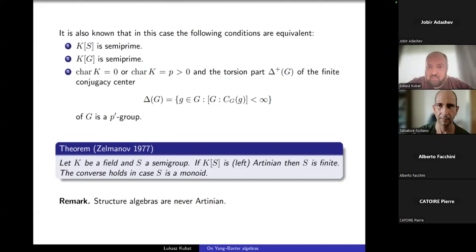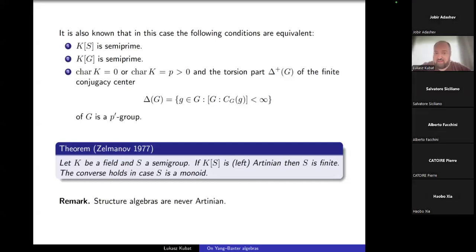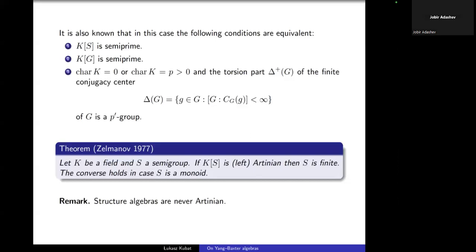Among other classical results concerning finiteness conditions for semigroup algebras, there is a result of Zelmanov from the late 70s, which describes when semigroup algebras are Artinian. Let's focus on the level of monoids. This happens exactly when the monoid is finite. So looking at our Yang-Baxter algebras, in our case the structure monoid is never finite, so our Yang-Baxter algebras are never Artinian.